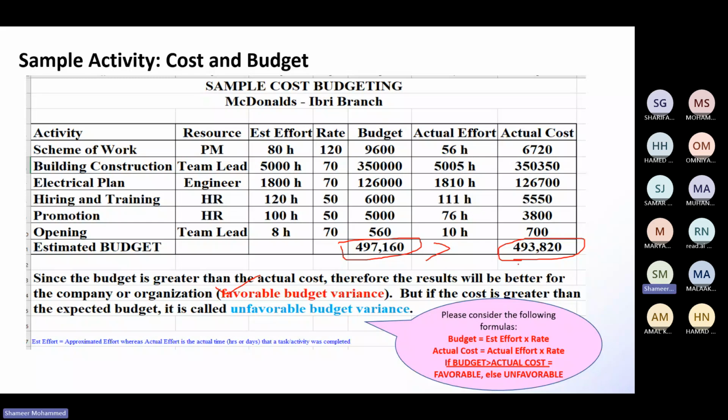Let us say, for example, 4,000,499,820. Is it favorable or unfavorable? Suppose imagine that this is your actual cost and this is your budget cost. Now you tell me whether this project is favorable or not favorable. Answer me. Is it favorable or not favorable, students?